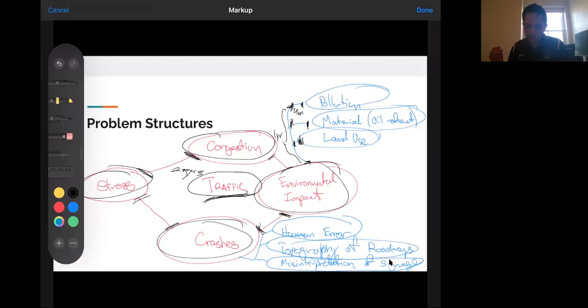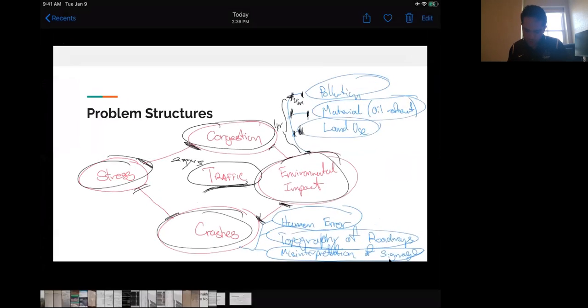And we then assign those timescales with these length of vectors between the problems and the solutions, or the what's and whys and hows. And we'll say it takes 2 years to solve the relationship between stress and congestion to solve traffic. And we'll say it's going to take 2 years, etc., for everything else. So that's a very crude example of a problem structure.